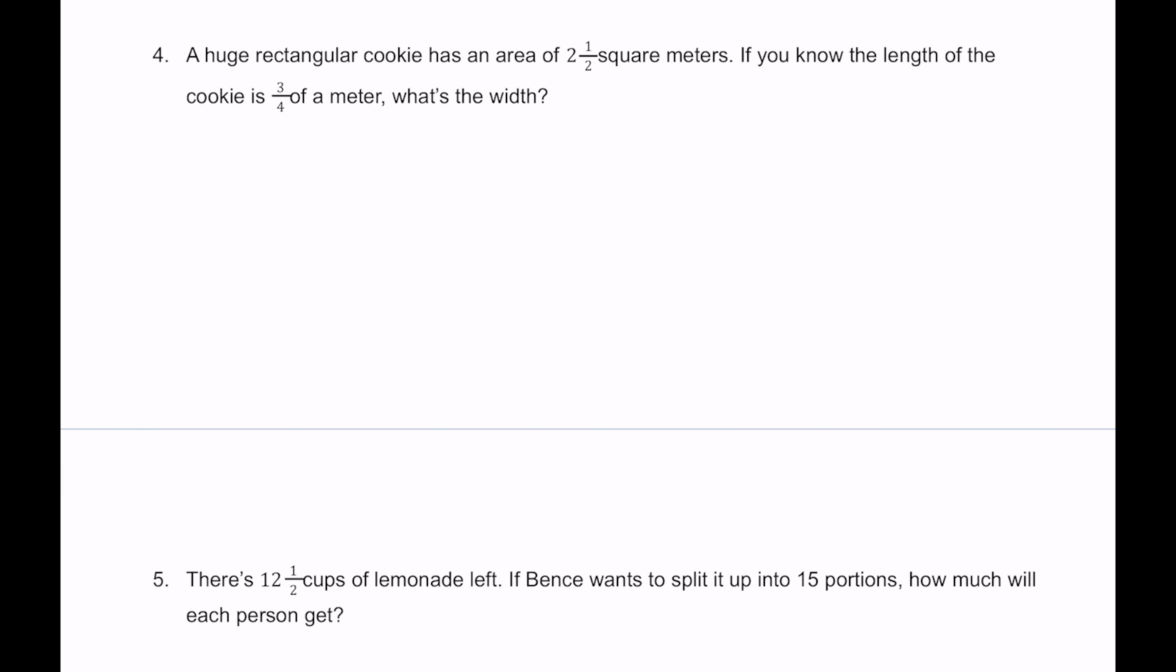Check out number 4. A huge rectangular cookie has an area of 2.5 square meters. This is a really big cookie. If you know the length of the cookie is 3/4 of a meter, the question is, what's the width?